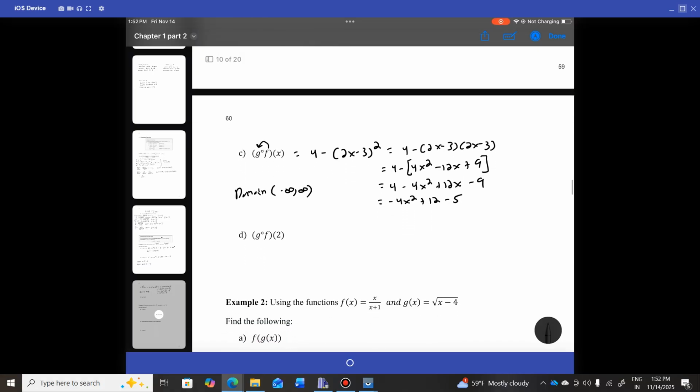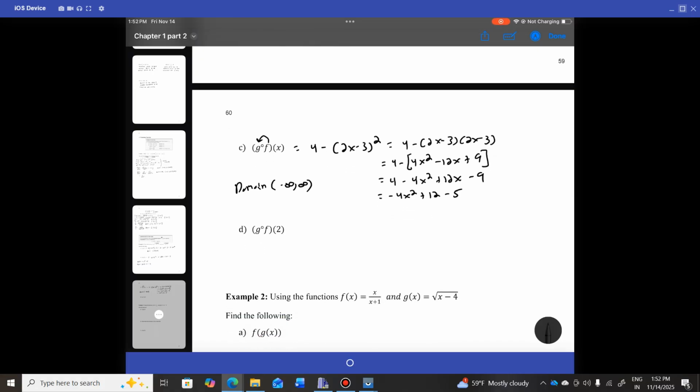If we look at g composite of f of 2, then we can find this by plugging in 2 for x in our new function. That should be an x here. And so we get, see, negative 4 times 4 is negative 16, plus 24 minus 5. And so we get 3.